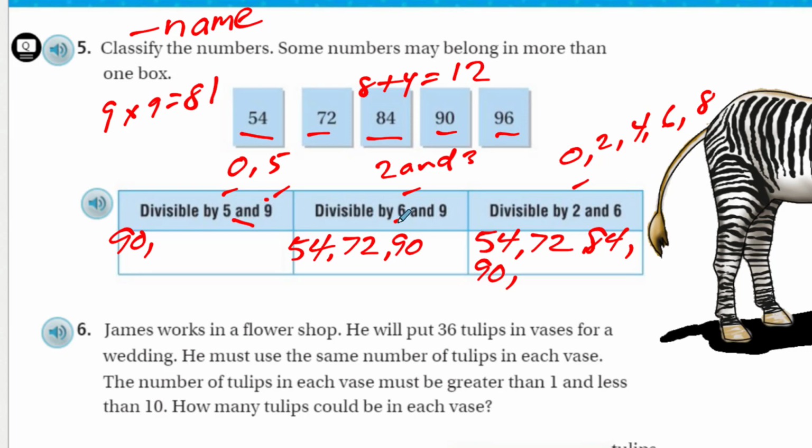With 6, it has to be 2 and 3. So let me just check. 2 goes in that number. 9 plus 6 is 15. 15 is divisible by 3. So yes, 2 and 6 would work.